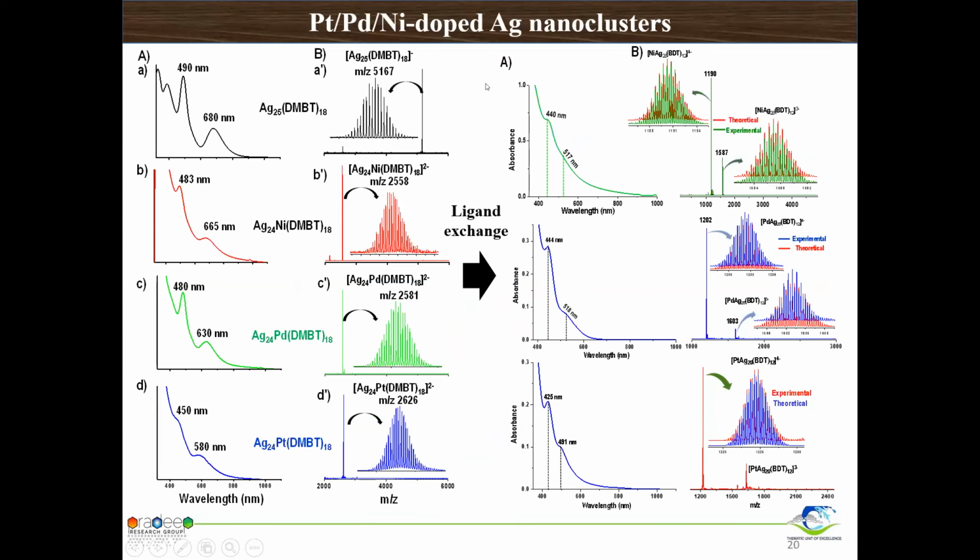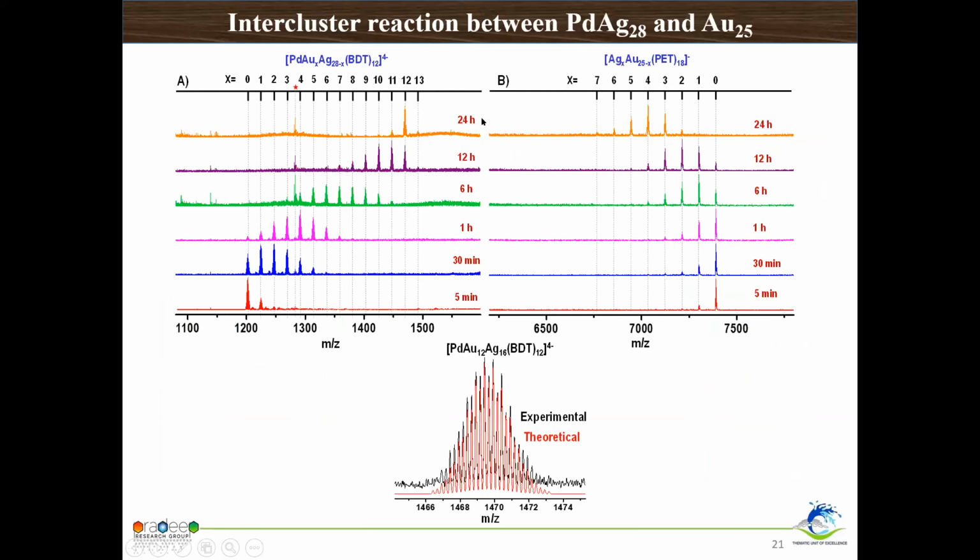For this intercluster reaction, I first synthesized the bimetallic Ag28 nanocluster. For that, I first synthesized platinum, palladium, and nickel doped Ag25 nanoclusters via the co-reduction method, and then by adding BDT and PPh3, which led to the ligand-induced structural transformation, formed platinum, palladium, and nickel doped Ag28 nanoclusters. Then these Ag28 nanoclusters were reacted with Au25.